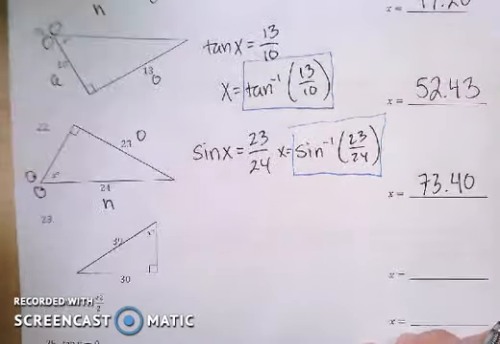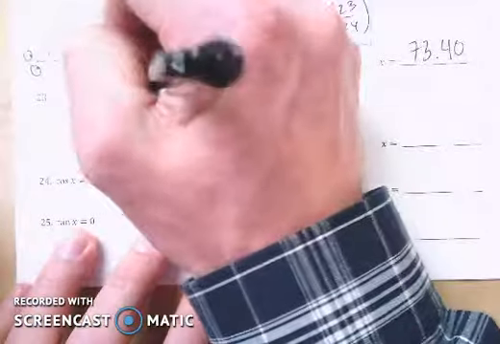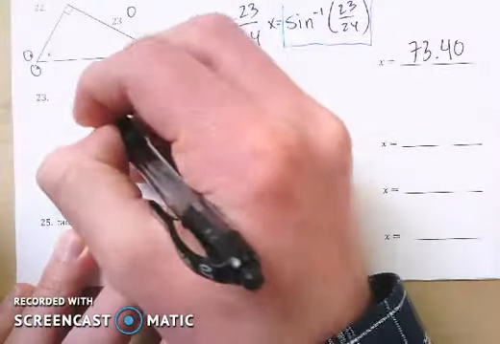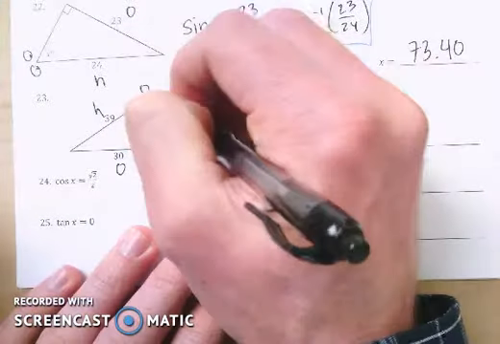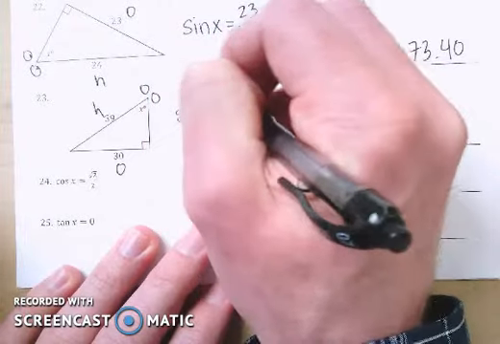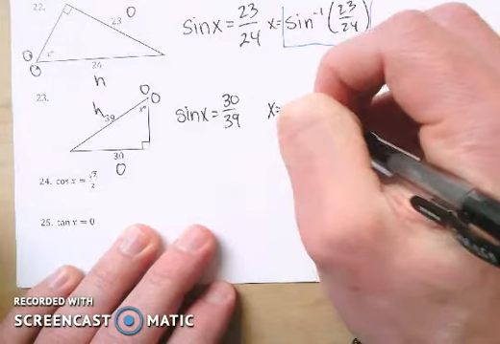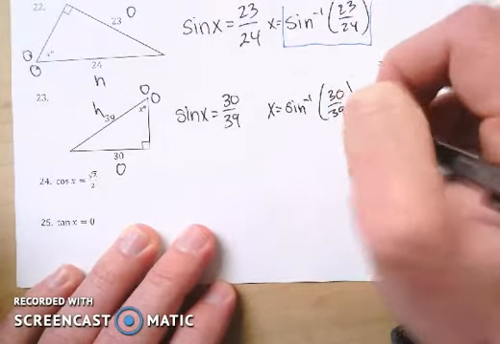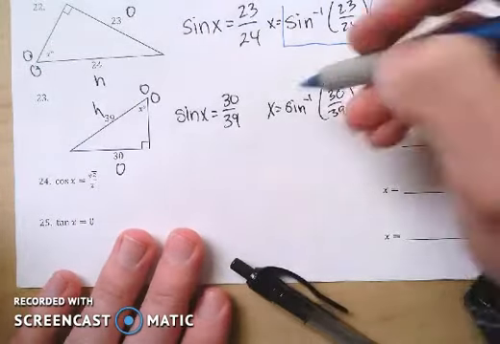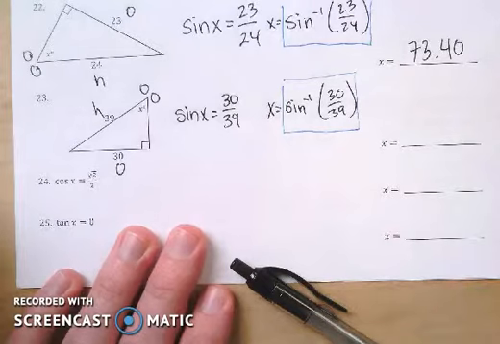Okay. Next one. Eyes up here. We have opposite and hypotenuse again. So we're going to get sine of x equals 30 over 39. x will then equal, got to take the inverse sine again, 30 over 39. So this is very similar to the last problem. Calculator ready is right there in blue. Throw it in the calculator.